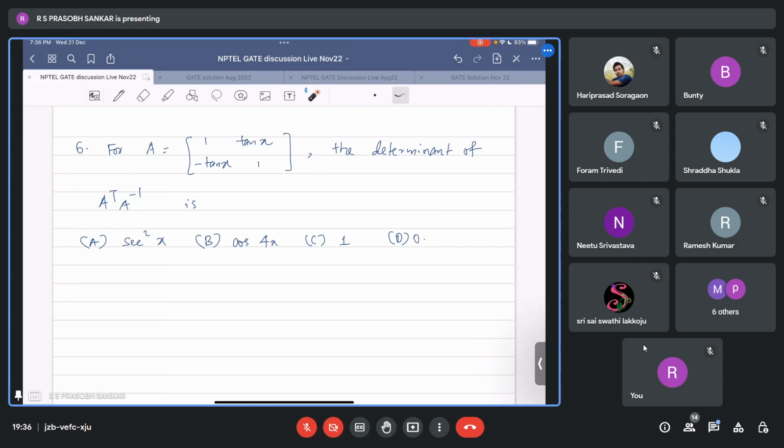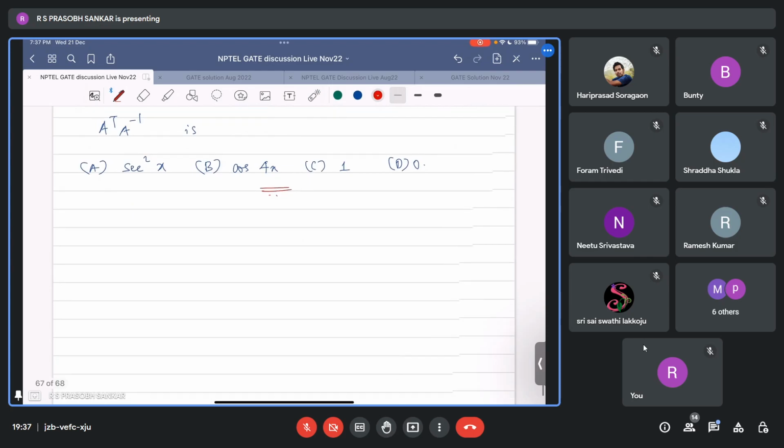We have this matrix A, which is [1, tan x; minus tan x, 1]. What is the determinant of A transpose A inverse? How do we solve this question? There are different ways. The straightforward way is to actually find what A transpose is and what A inverse is. Again, it is a 2 cross 2 matrix, so it is not very hard. Then just multiply them and find the determinant.